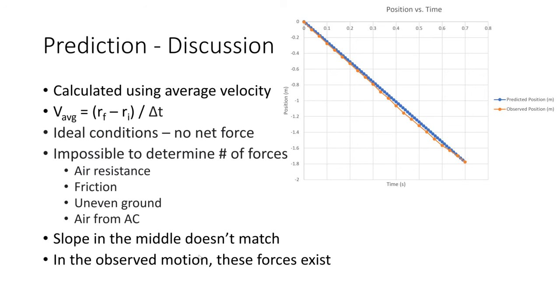Now the slope, as you can see in the middle part of the graph and towards the right of the graph, doesn't match exactly. This could be for various reasons. For example, in the observed motion video, these forces most likely do exist, and they could have affected the velocity and position of the ball.